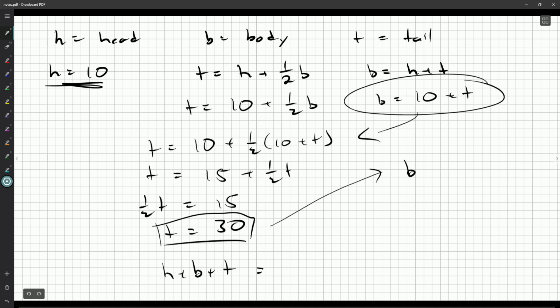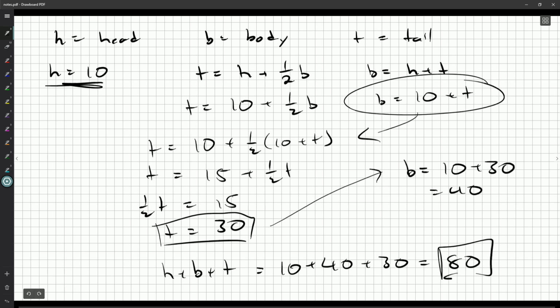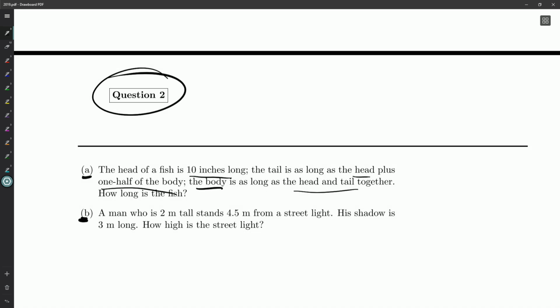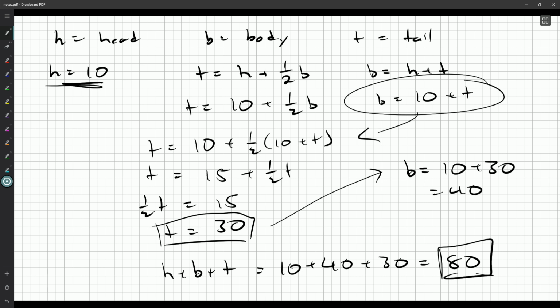Now we take this and plug it back in. The body is going to be 10 plus 30, or 40. And now the head is 10, the body is 40, the tail is 30, and we get an answer of 80. And there it is. So the fish was 80. Was it centimeters? Oh, inches. That's kind of weird for a Canadian contest, but oh well. So 80 inches long this fish was.